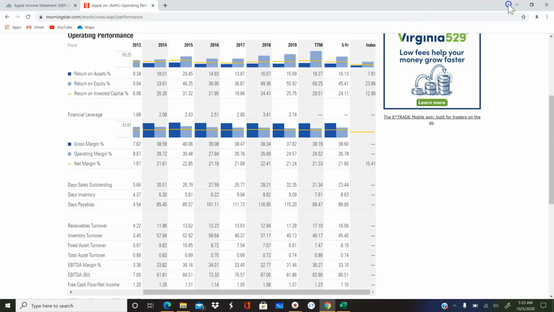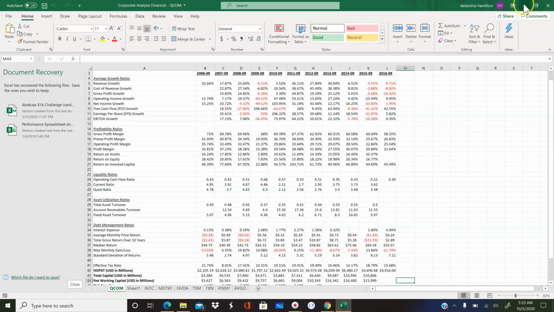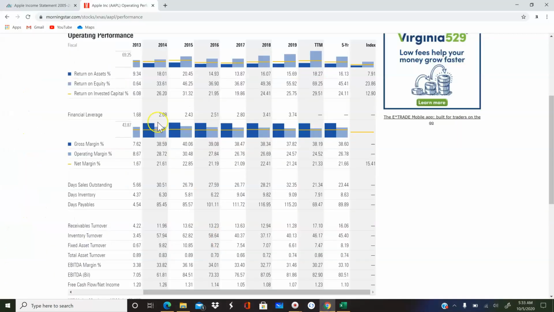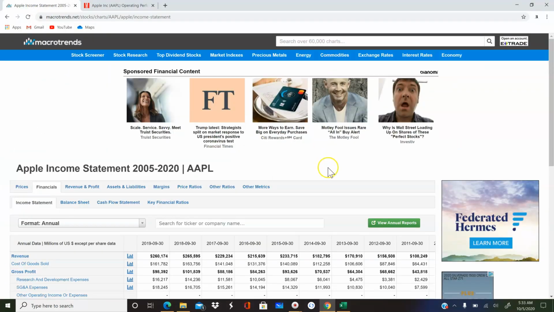So the inventory turnover ratio for Apple for the entire 2019 fiscal year was 40.13. That means that during that year, Apple went through its entire inventory 40 times. That's an amazing number. Of course, you still want to compare that number with the inventory turnover ratio of its competitors just to see where it stands. But that's a great number.